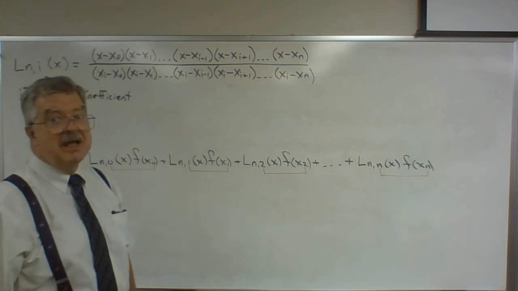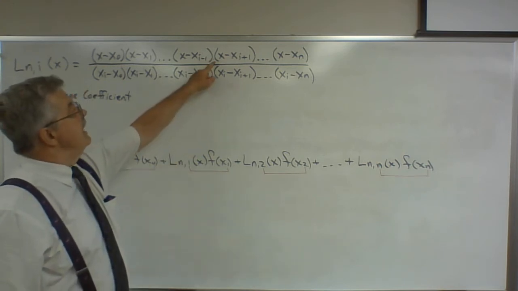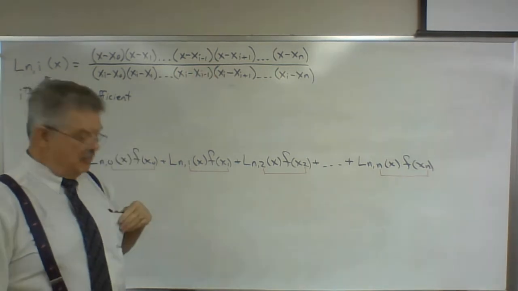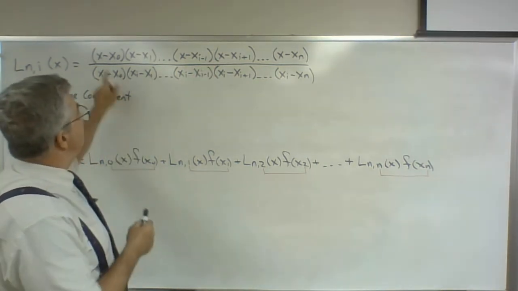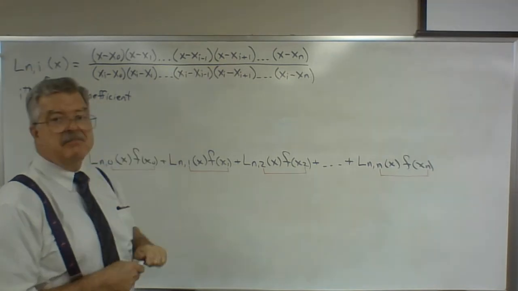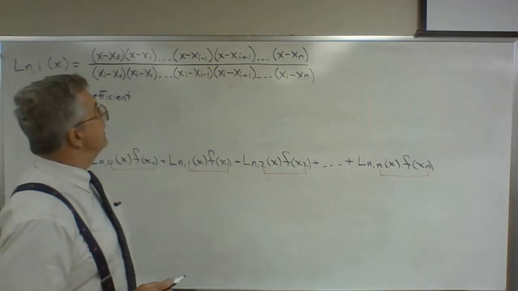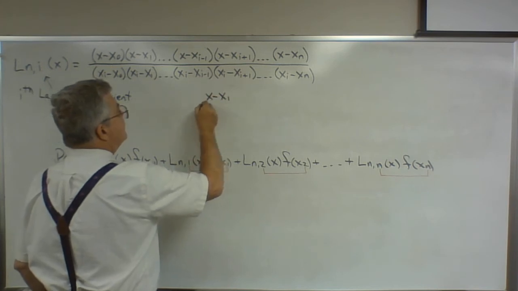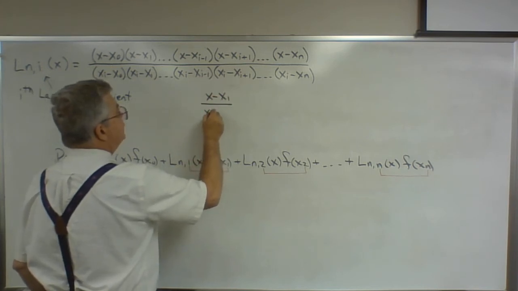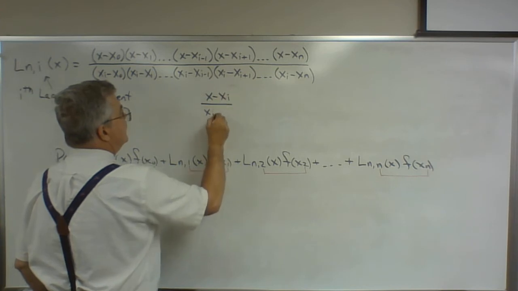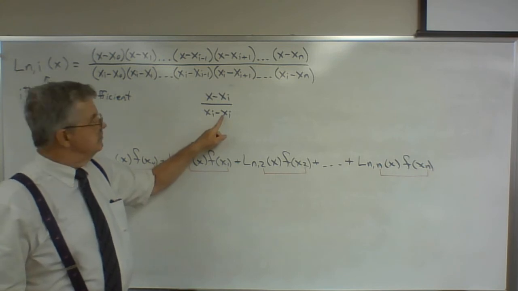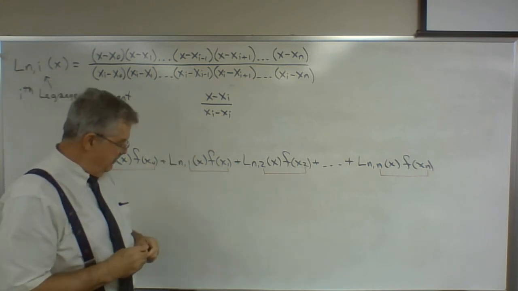Well, no wonder we're missing x minus x sub i up here. Could you imagine what would happen if we followed this pattern top and bottom and we had the x sub i factor? That we'd have x minus x sub i on top and x sub i minus x sub i on the bottom. Oops, that's 0. Well, no wonder we had to omit that.